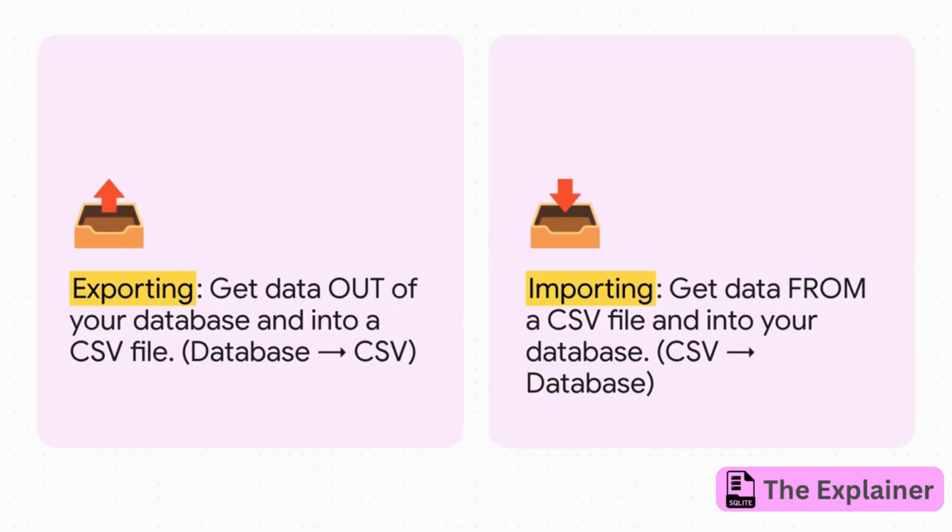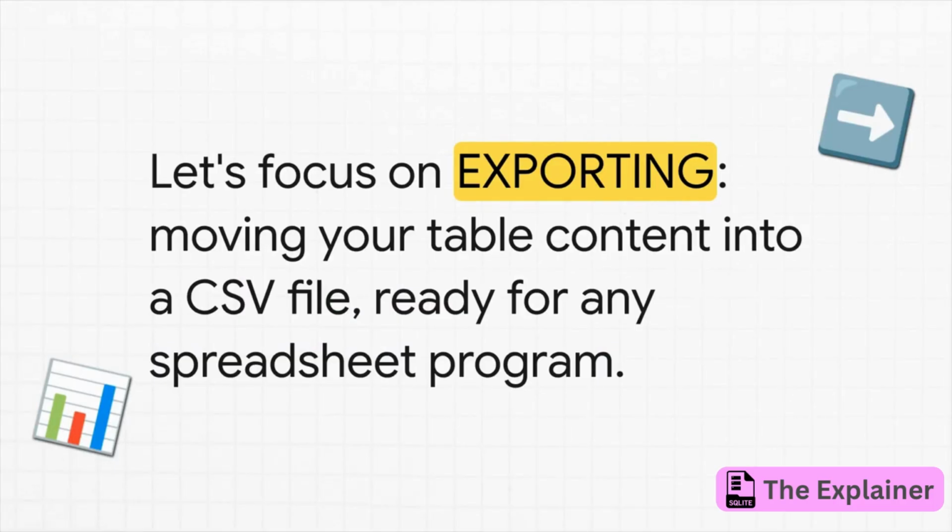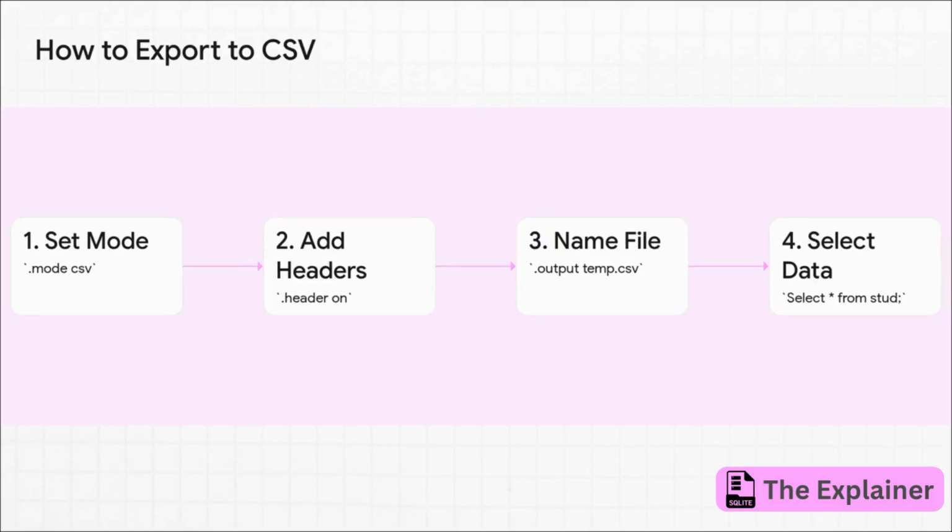Now this is a two-way street, right? Exporting is when you're getting data out of your database and packaging it up into a nice little CSV file. Importing is just the reverse. You're taking a CSV someone gave you and loading all that data into your database. For now, let's just focus on exporting, because that's probably what you're going to be doing most often. The goal is simple. You have a table in SQL, and you want to get it into something like Excel or Google Sheets. This process takes 4 little commands, but each one has a really clear job.